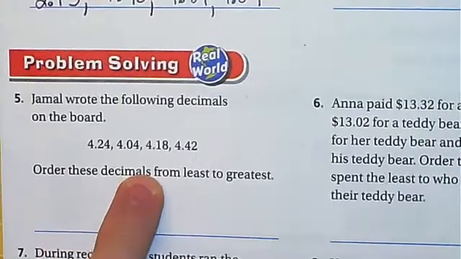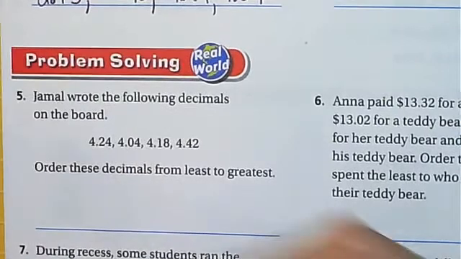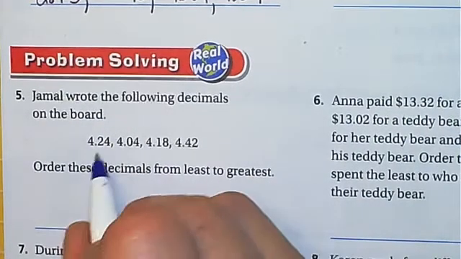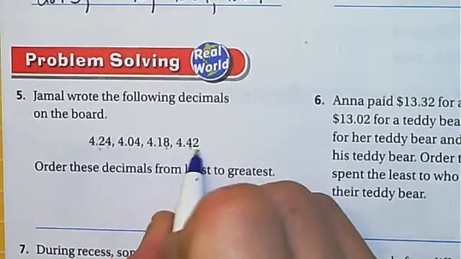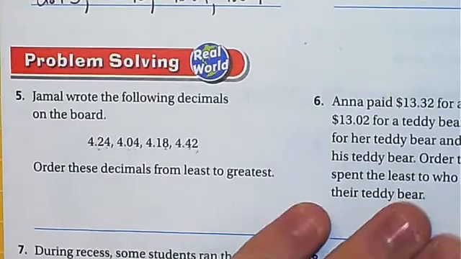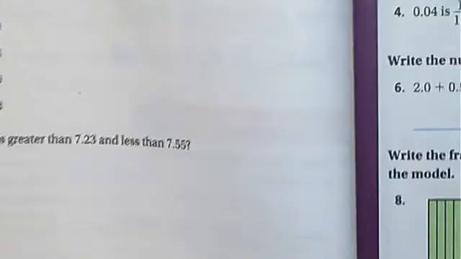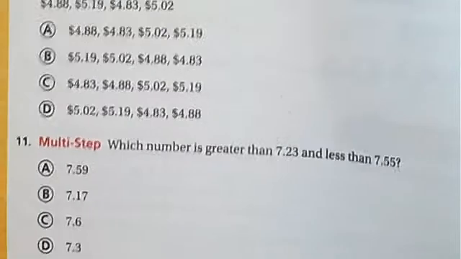Even these word problems, they're exactly the same thing. Like this one's saying put these from least to greatest. You can handle that. Just remember, the only thing you need to make sure that you do is double check, do they all have 2 places behind the decimal. That one looks good, so we're good there. Let's do one on the back real fast.